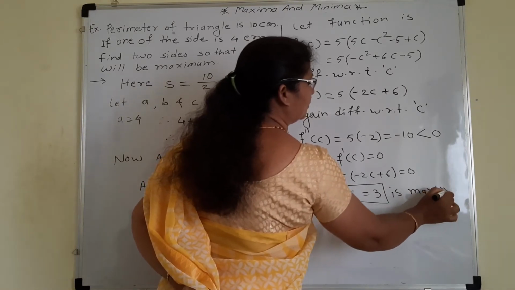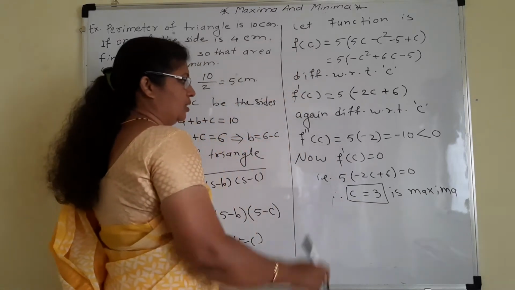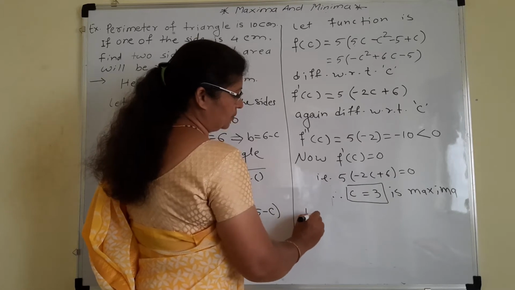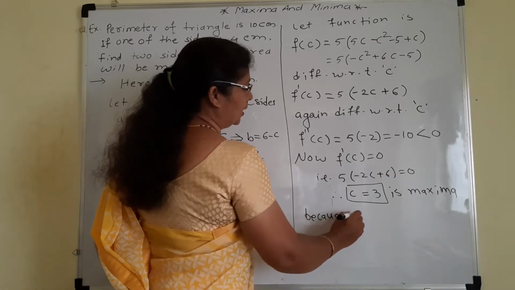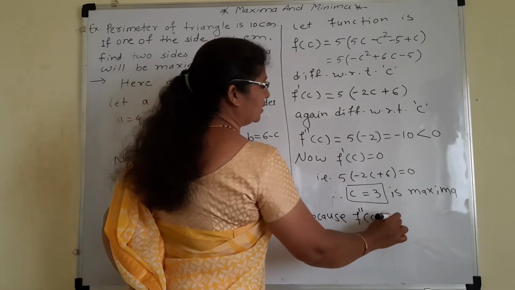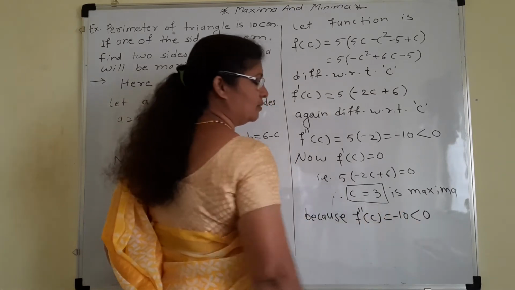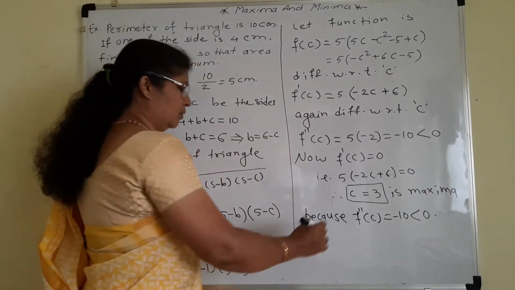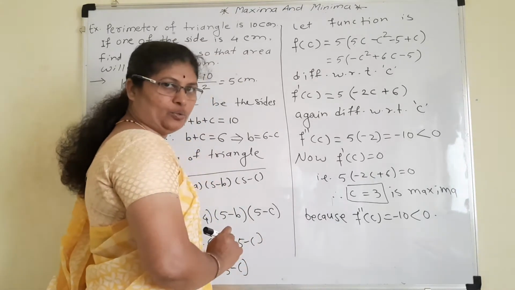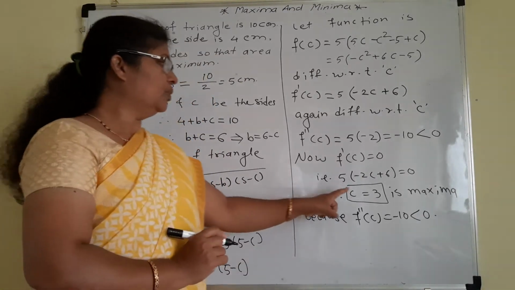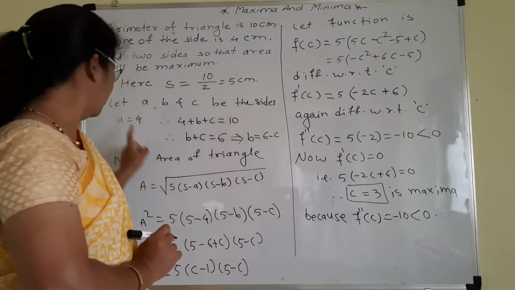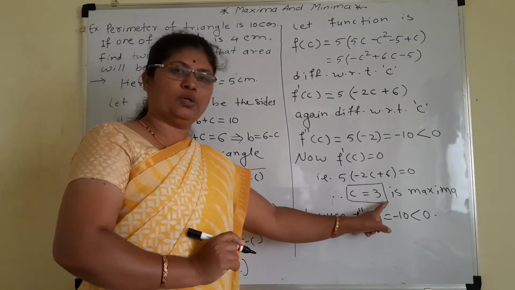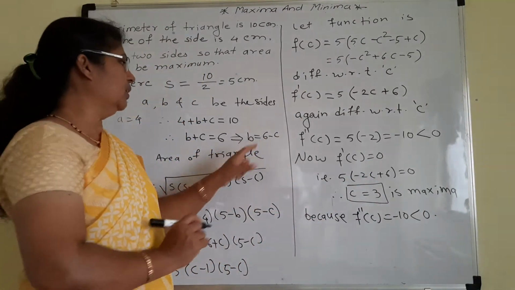Why is it maxima? Because by the second order derivative test, f double dash of c less than 0 means maxima, because f double dash of c is equal to minus 10, which is less than 0. So we used the second order derivative test here. Hence this is maxima, meaning our function f of x will be maximum if c is equal to 3. So one of the sides we get is c is equal to 3.